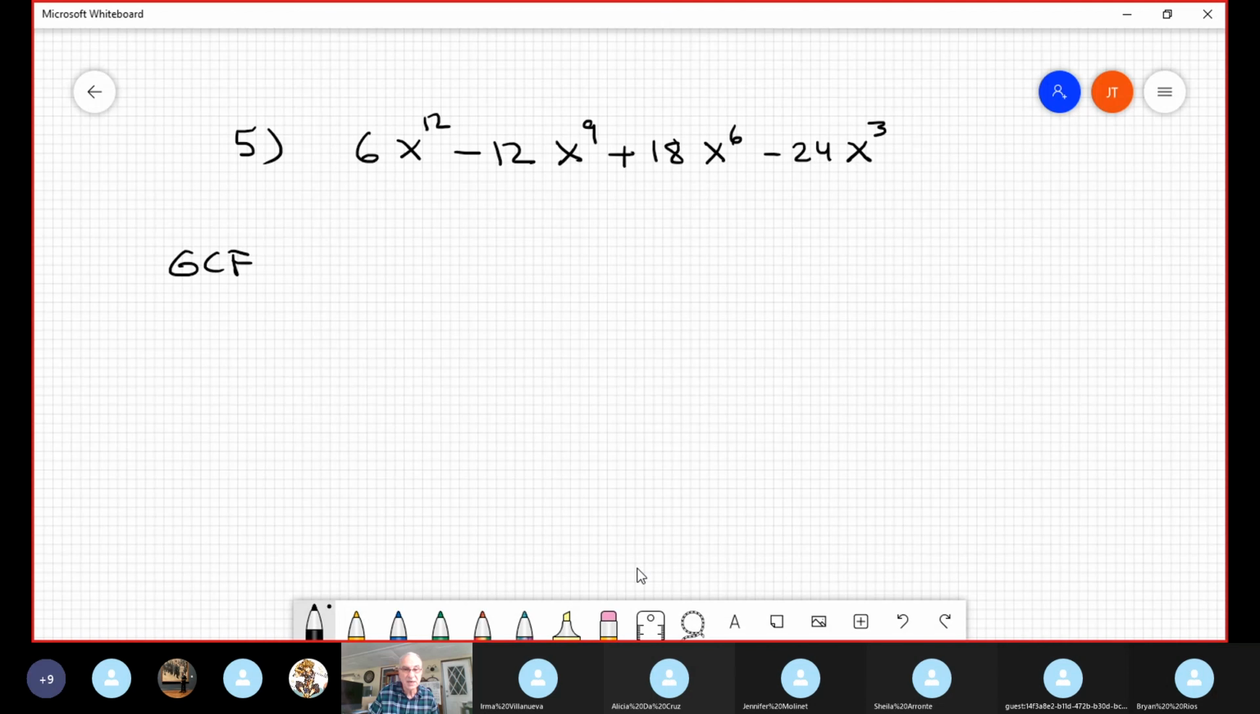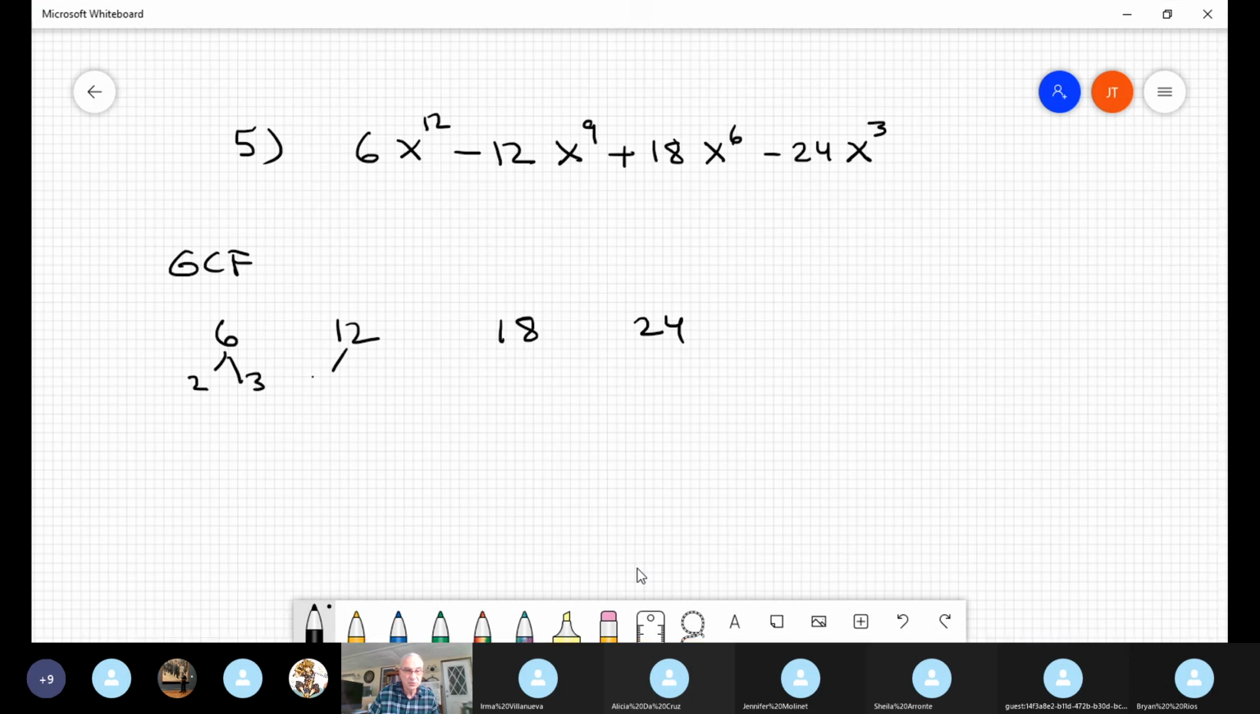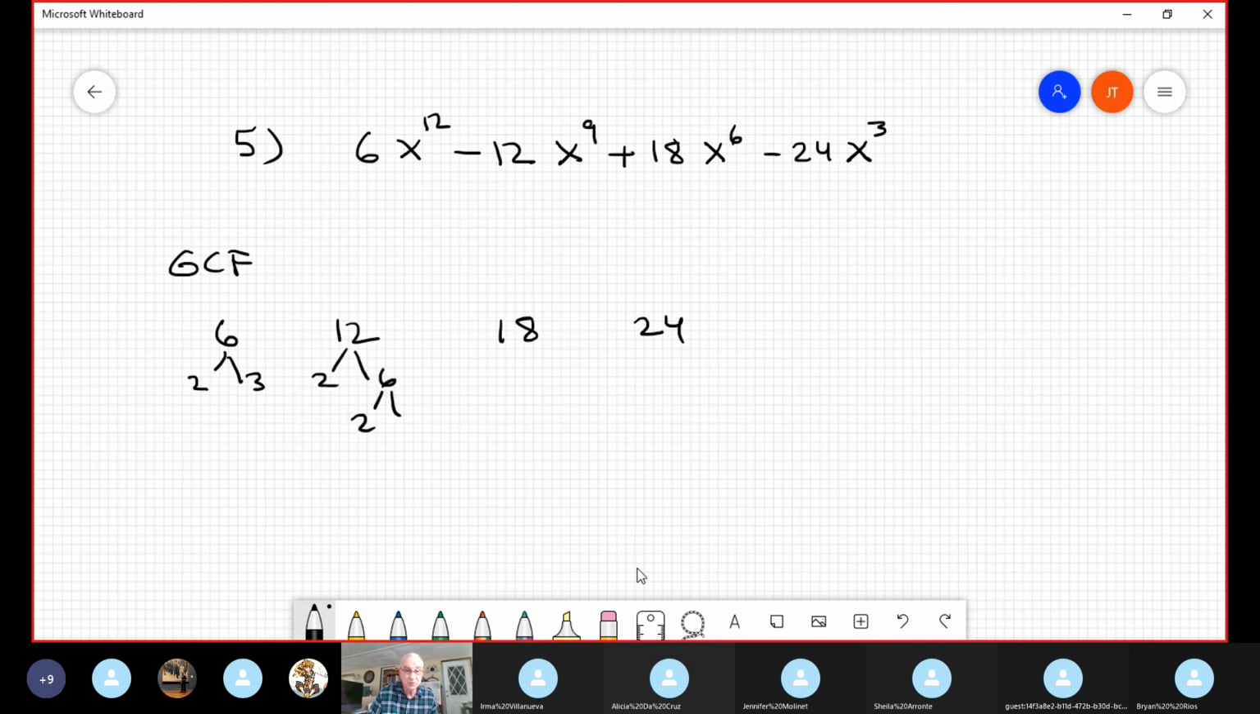Find the GCF. Let's analyze the numerical part. The numerical part is 6, 12, 18 and 24. I don't care about the sign. Well, we have 4 numbers. This is 2 times 3, the factorization. This is 2 times 6, and 6 is 2 times 3. You continue breaking it down until you get prime numbers. So you break it down to 2 and 6, and you don't finish because 6 is a composite number, not prime. Now this is 2, 9, 3, 3. And this is 2, 12, 2, 6, 2, 3.